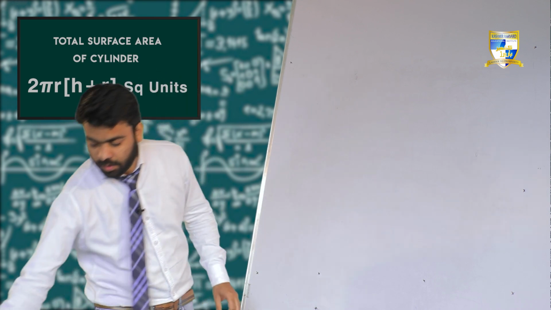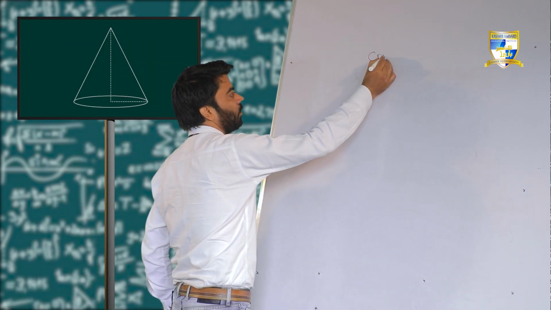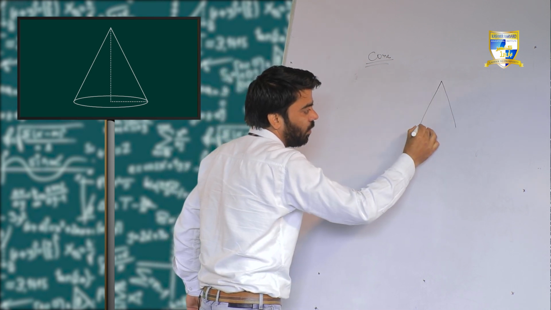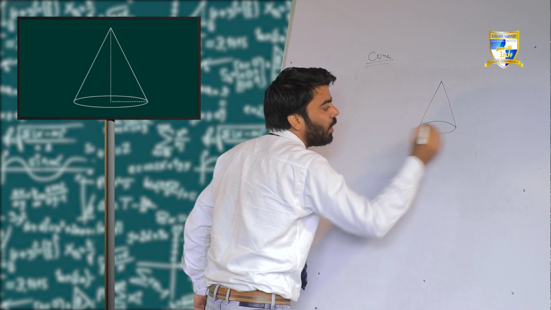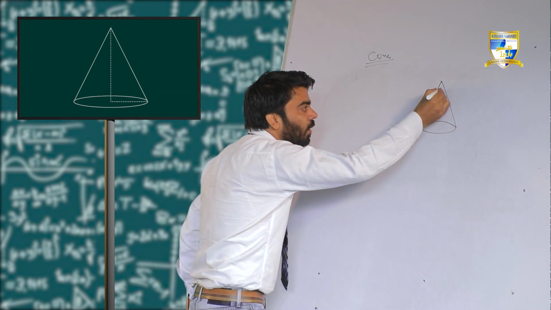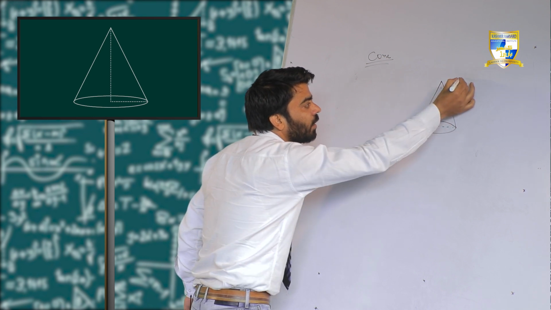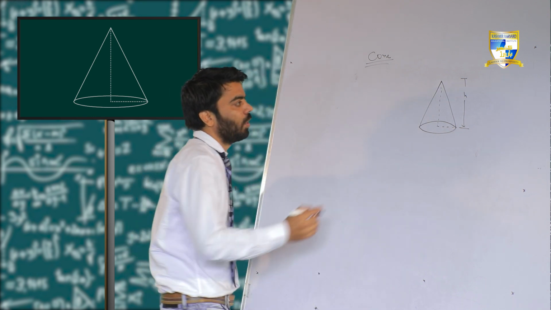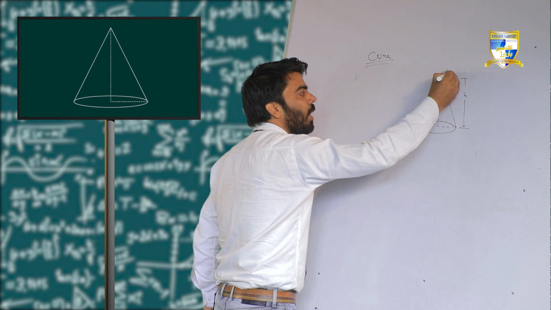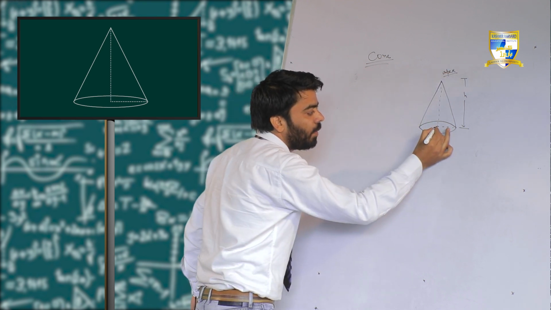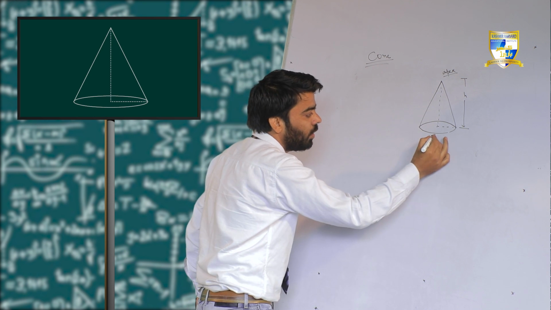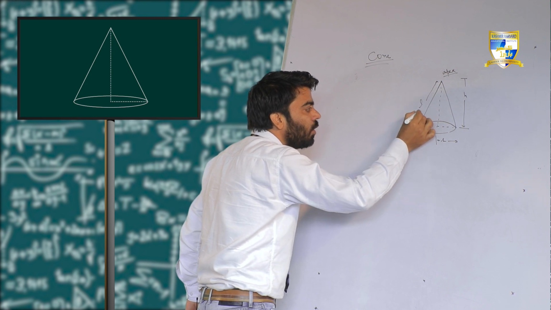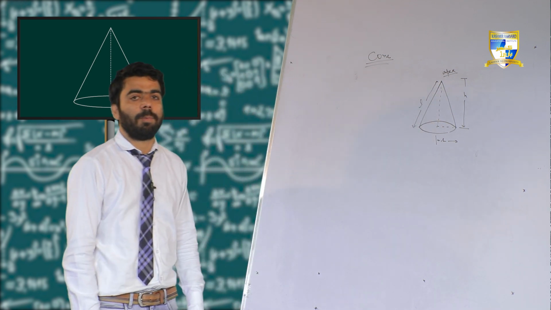Now let's move on to the third object, the cone. It will look like this on a 2D surface. This is the perpendicular height, which we denote as h. This is the height of the cone. This point we discussed, it is the apex point. From this, there is the center of the circle. We all know this is the radius, and this length is known as the slant height, denoted by l.